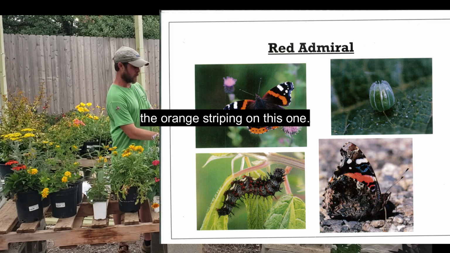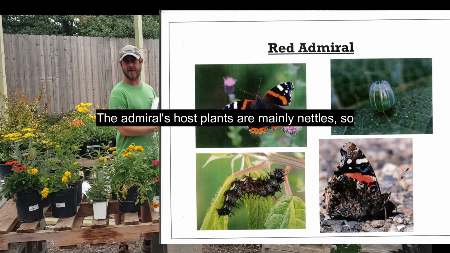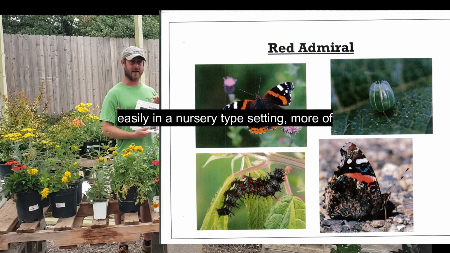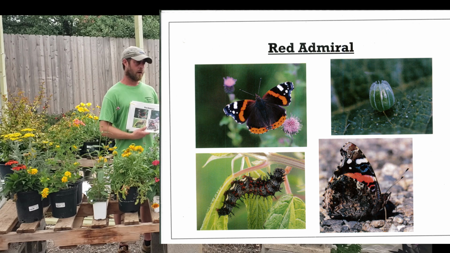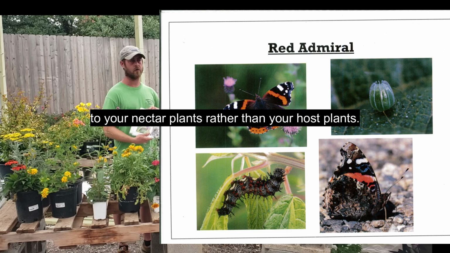Red Admiral, very common. You'll notice the orange striping on this one. The Admiral's host plants are mainly nettles, so not necessarily one that you're going to find easily in a nursery setting, more something that's out in the wild. So you'll mainly attract these for your nectar plants rather than your host plants.